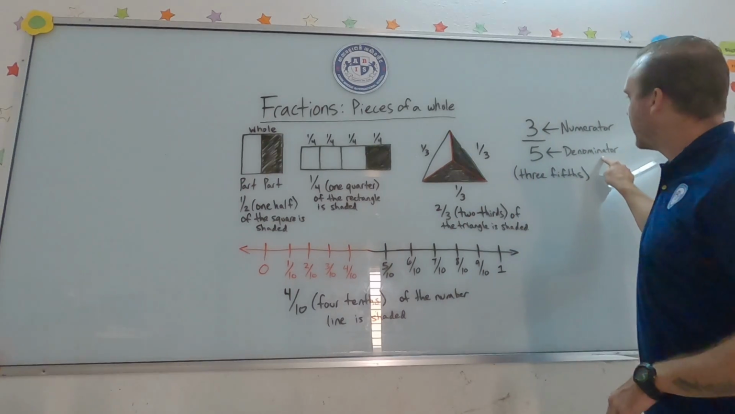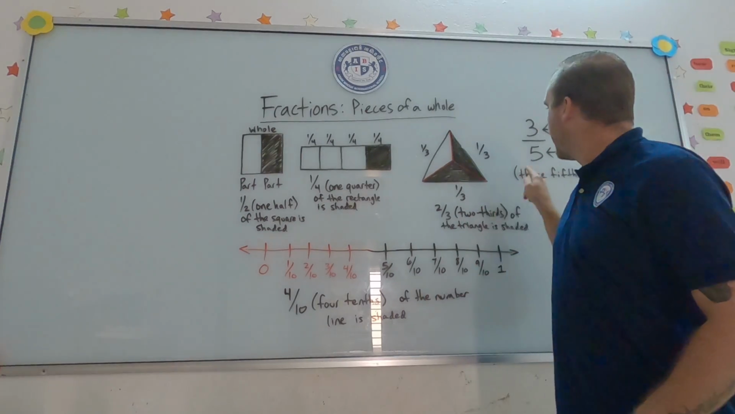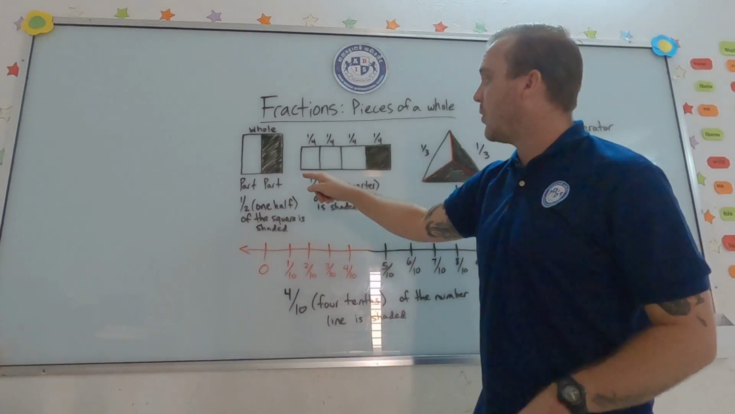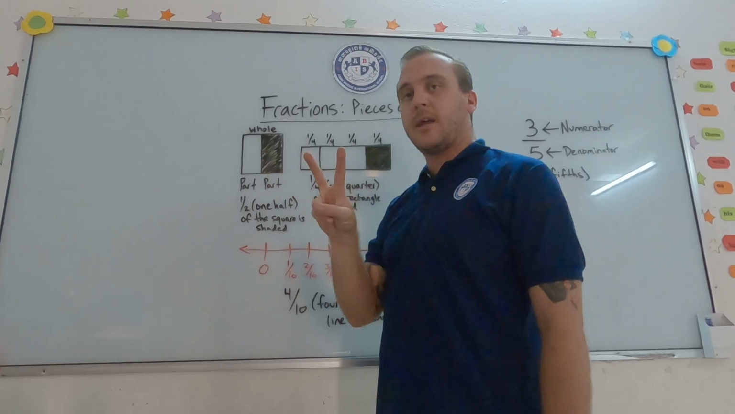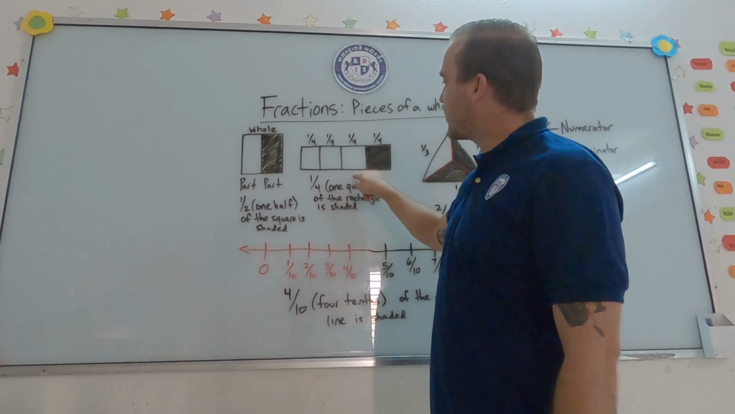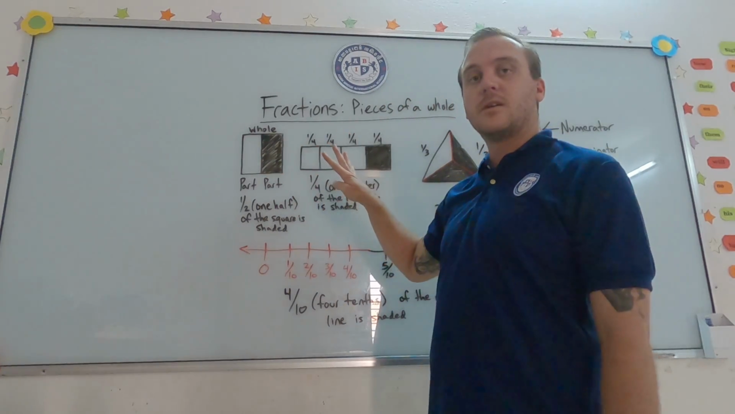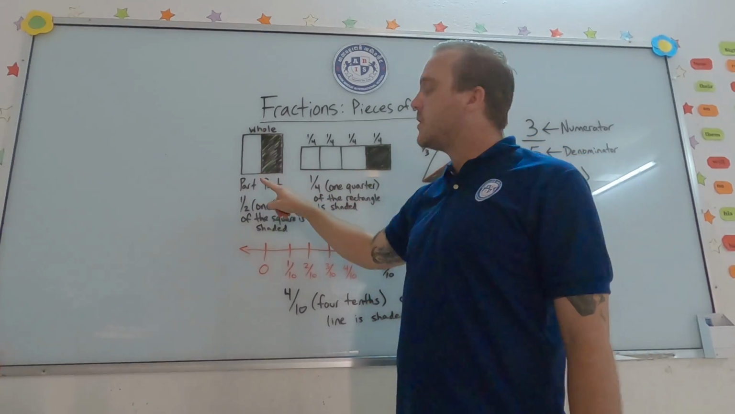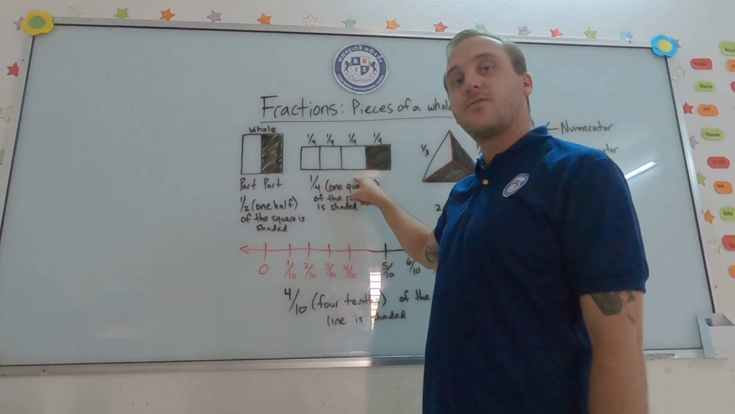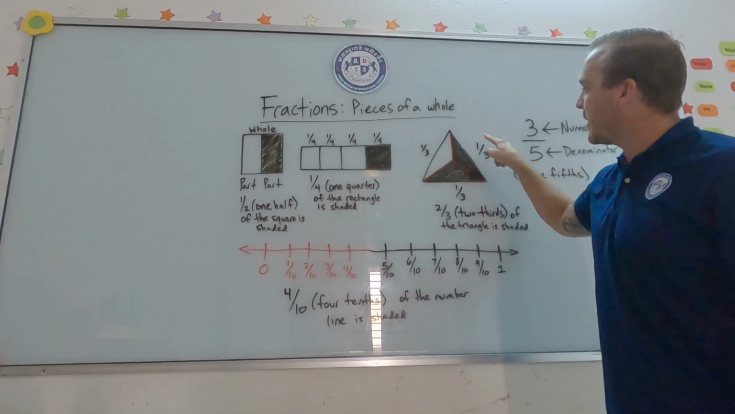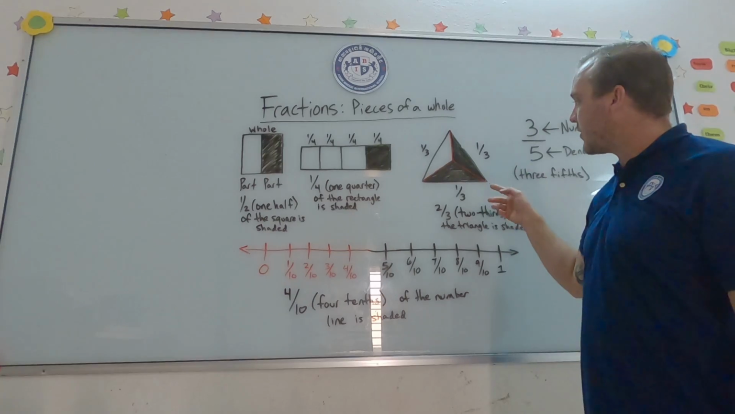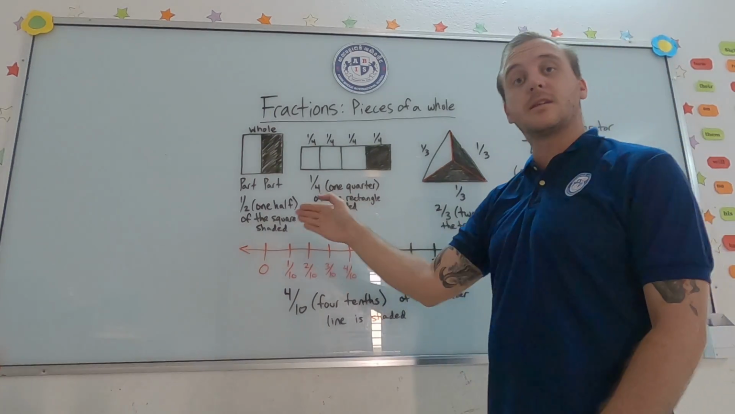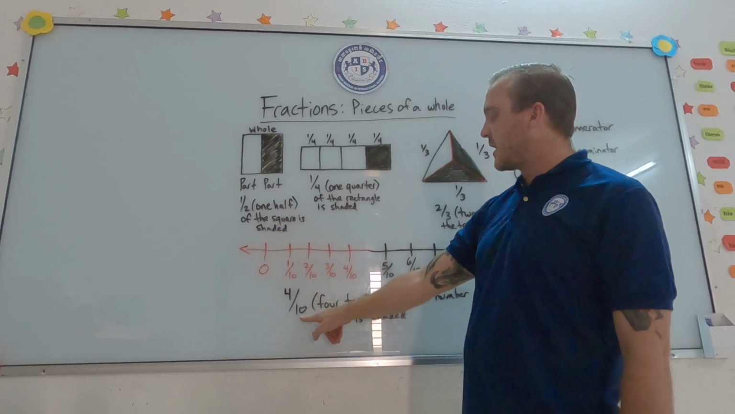The denominator, which is the bottom number, represents how many pieces make up the whole. So this whole square is made out of 2 pieces. This rectangle is made of 4 pieces. So the denominator of this square is 2. The denominator of this rectangle is 4. This triangle is made up of 3 pieces. The denominator is 3. This line is split into 10 pieces. So the denominator is 10.